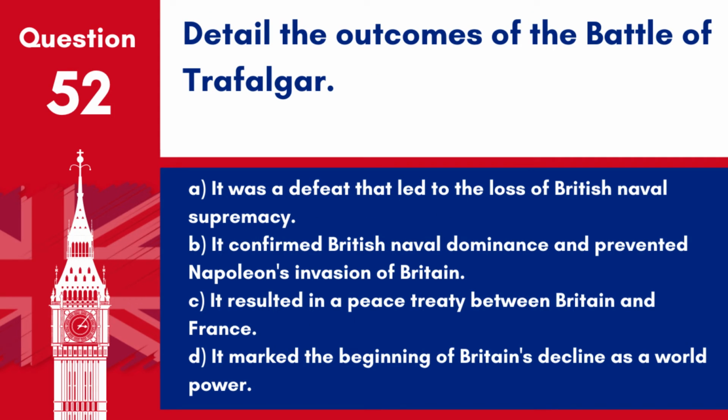Question 52. Detail the outcomes of the Battle of Trafalgar. A. It was a defeat that led to the loss of British naval supremacy. B. It confirmed British naval dominance and prevented Napoleon's invasion of Britain. C. It resulted in a peace treaty between Britain and France. D. It marked the beginning of Britain's decline as a world power.